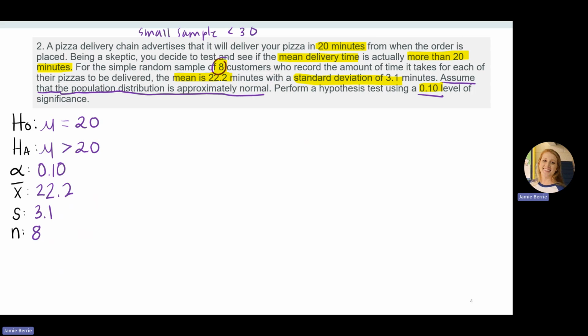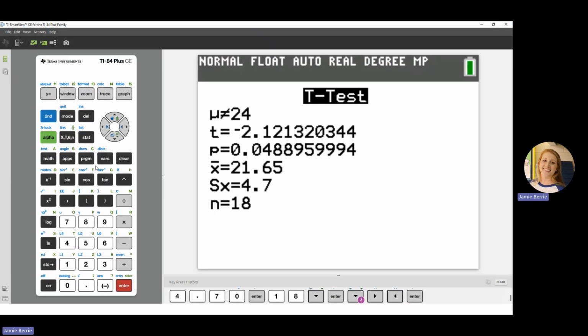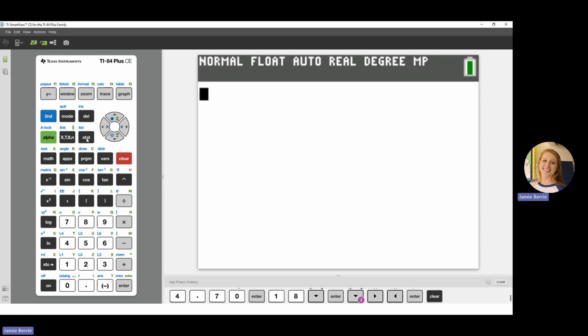Okay, let's grab our calculator. Y'all think I can remember the numbers this time? Not get too cocky, right?